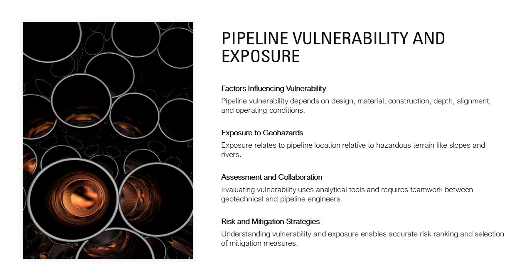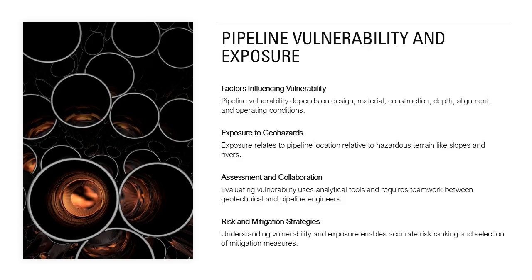Pipeline vulnerability and exposure assessment examines how susceptible the pipeline itself is to damage if a geohazard occurs. Vulnerability is influenced by pipeline design, material properties, construction methods, depth of cover, alignment, and operating conditions. Exposure considers whether and how the pipeline intersects with hazardous terrain or processes. For example, a pipeline crossing a steep slope may be exposed to landslide forces, while a shallow buried pipeline near a river may be exposed to erosion and scour.